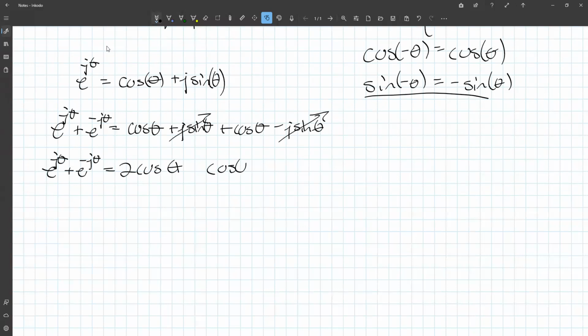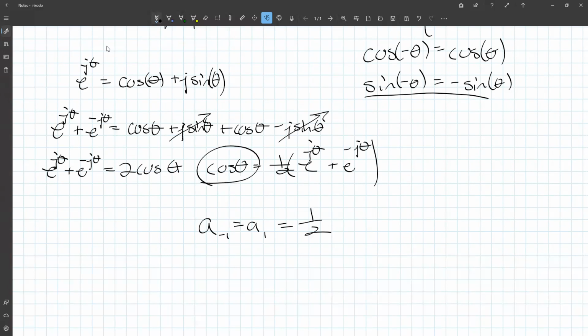Or cosine of theta is equal to 1 over 2 e to the j theta plus e to the negative j theta. And now my Fourier coefficients, a of -1 equals a of 1 is equal to 1/2. There's the Fourier coefficients for a cosine.